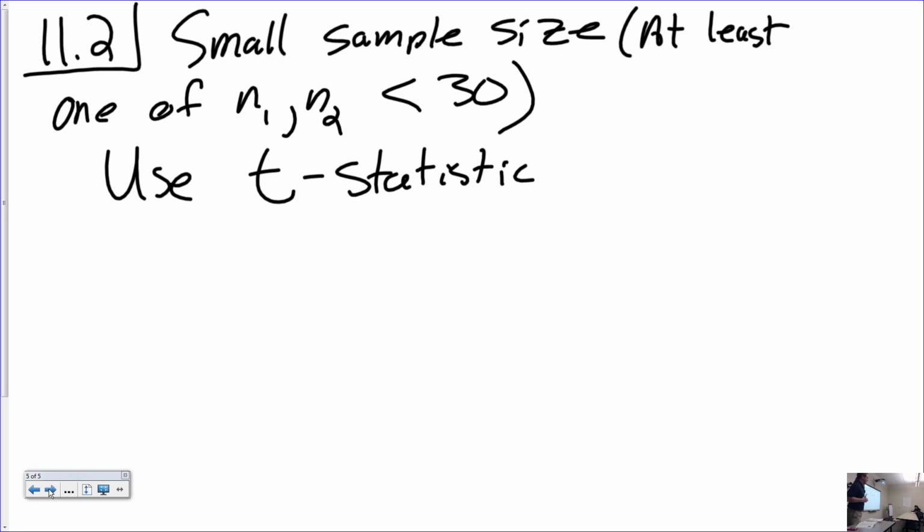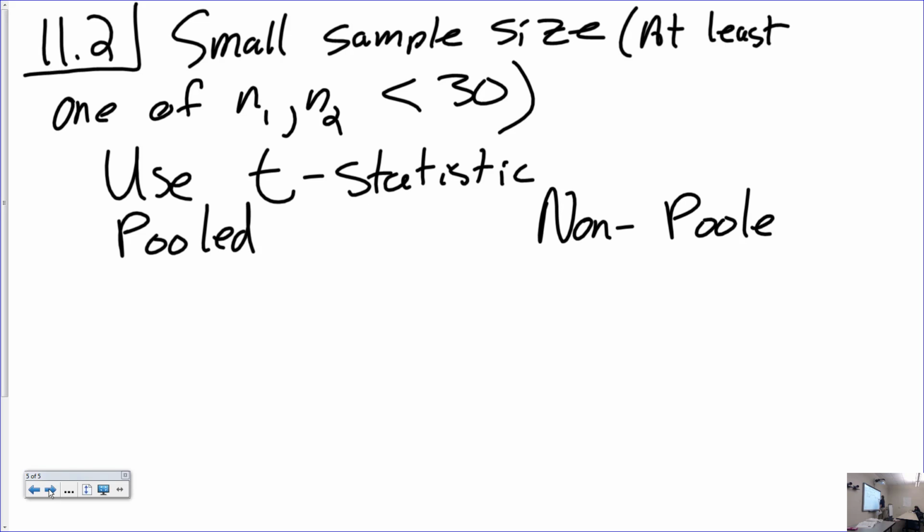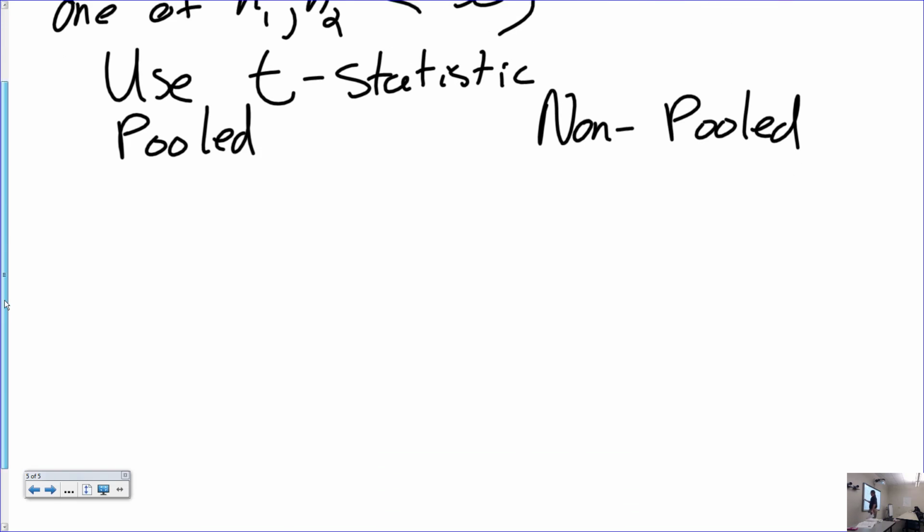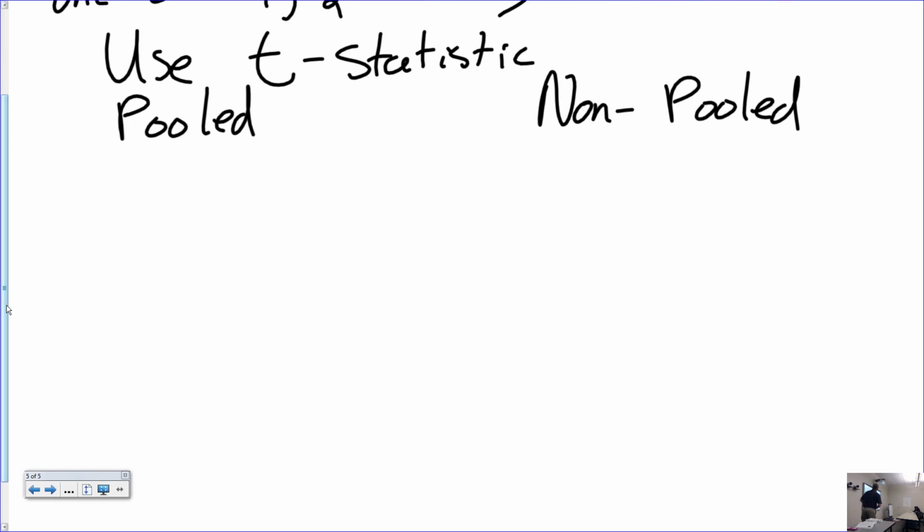And if you remember back in chapter 9, folks, remember when we had small sample sizes, we had a fun formula and a not so fun formula? Guess what? They're back. Yeah. It's even more fun now. So, if you remember, we had pooled and non-pooled data, or pooled and non-pooled samples, right?